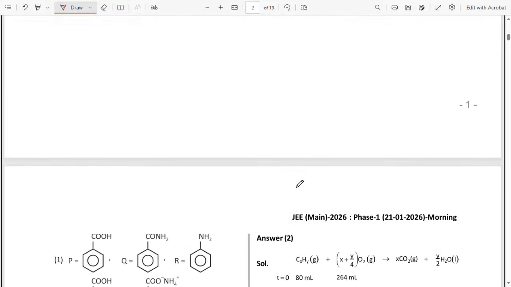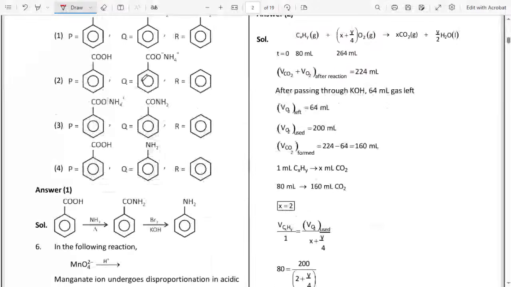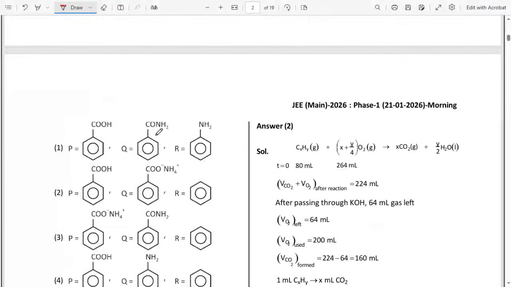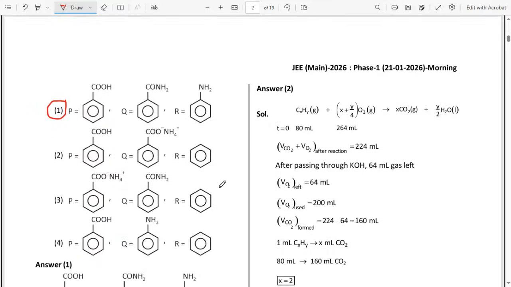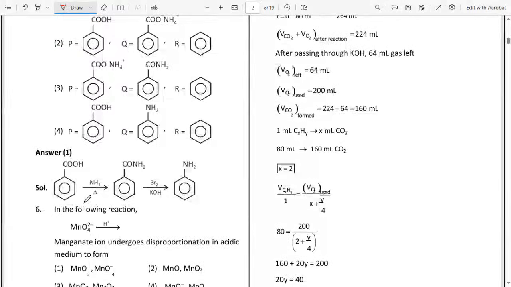Let us see the options. So acid is converted into amide upon reaction with ammonia, and this amide undergoes rearrangement to give this aniline. Benzoic acid is converted into aniline. So what is the option? Yes, carboxylic acid is converted into this amide, and this upon reaction with bromine and KOH gives aniline.